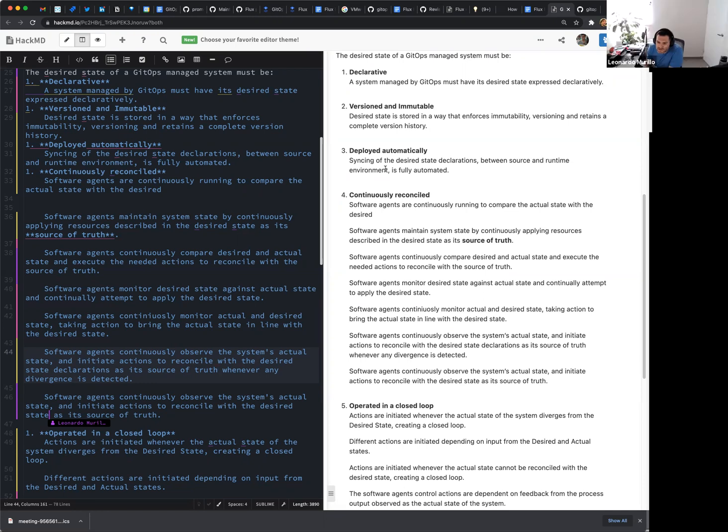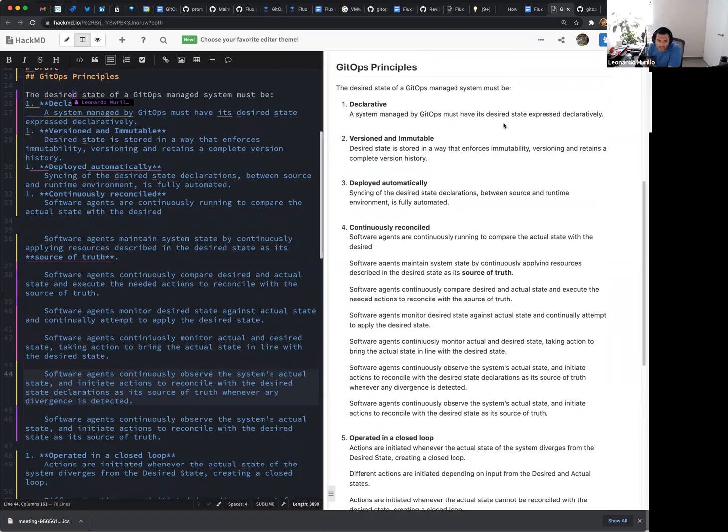But remember that the desired state that the GitOps managed system must be is the introduction to all the principles. So I would even argue that you don't have to repeat desired state. You just have to say declarations. Because the introduction to all of them is the desired state of a GitOps managed system must be. We're always talking about the desired state. I agree with that. I tried to do that earlier, and I remember that caused some kerfuffle with the group because they said declarations could refer to anything.